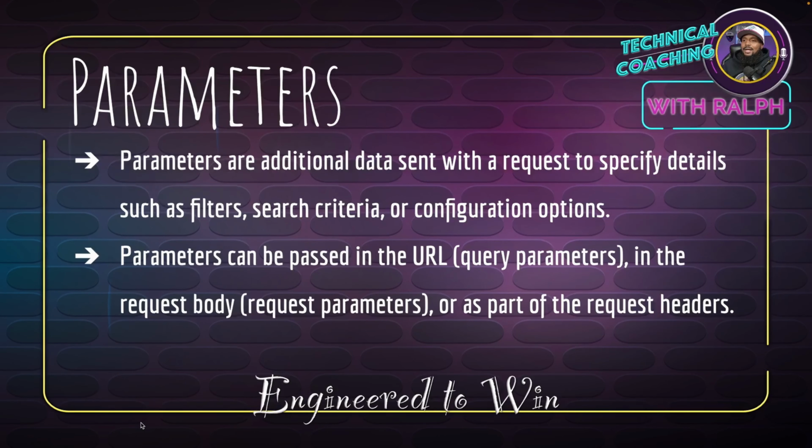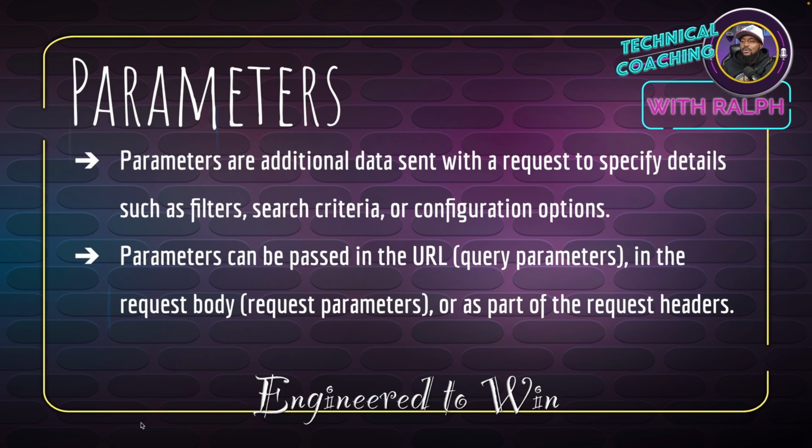Now, parameters. Parameters are additional data sent with a request to specify details such as filters, search criteria, or configuration options. Parameters can be passed in the URL via query parameters, in the request body, such as request parameters, or as part of the request header. So many different ways to send parameters.